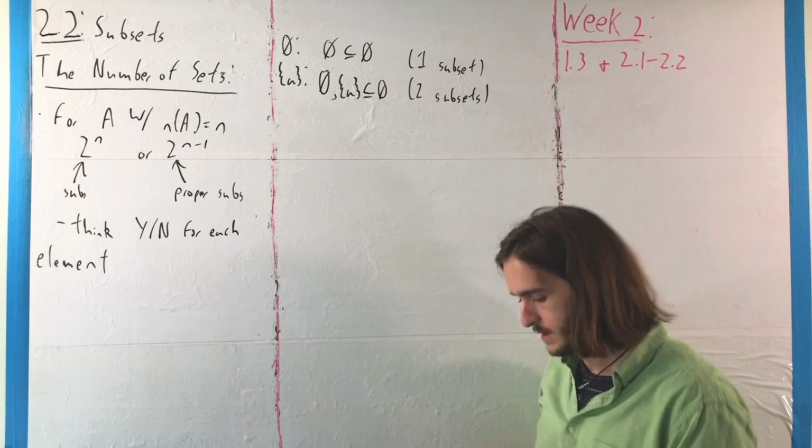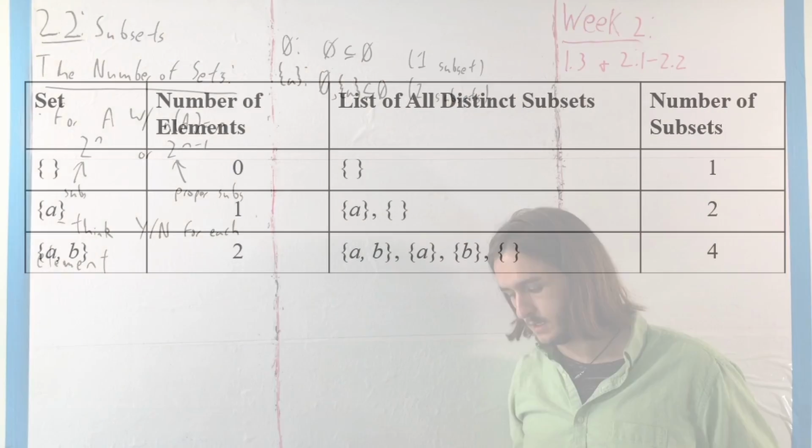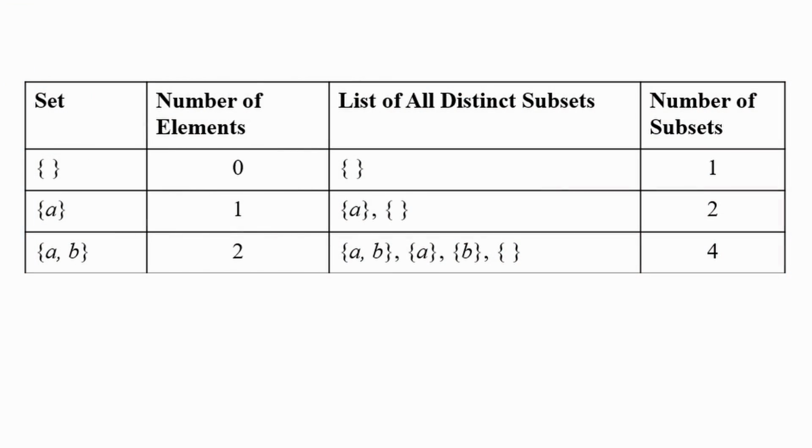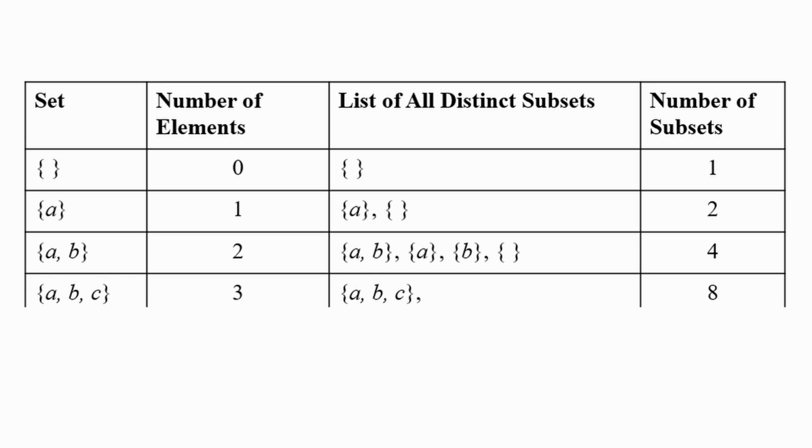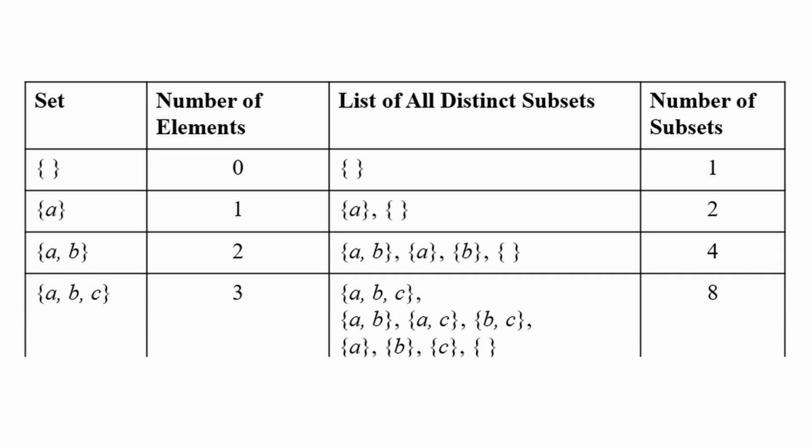And if we go further, we talk about a set containing two elements, A and B, then we could either have the whole thing, AB, A, B, or nothing, for a total of 4 subsets. And if we had three things, we could either have all of them, AB, AC, BC, any of the one by itself, or nothing for a total of 8 subsets.